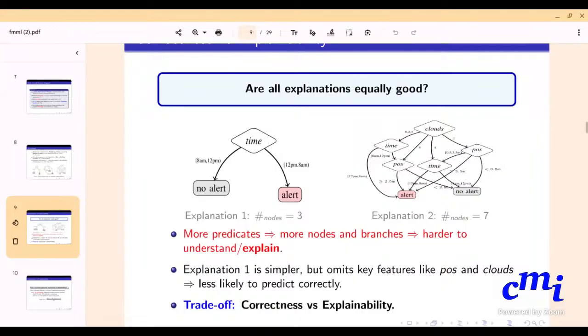Understandability, or maybe you could say explainability. That's okay too. Because there are two factors under which you could measure how good they are. One is how accurately they are doing it, that is correctness. The other one is how easy it is to understand the explanation, which we call explainability.